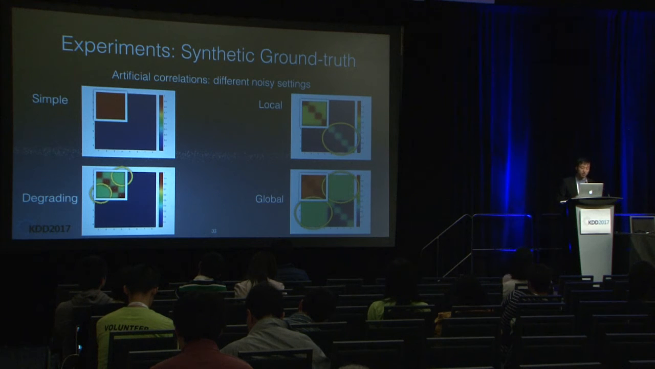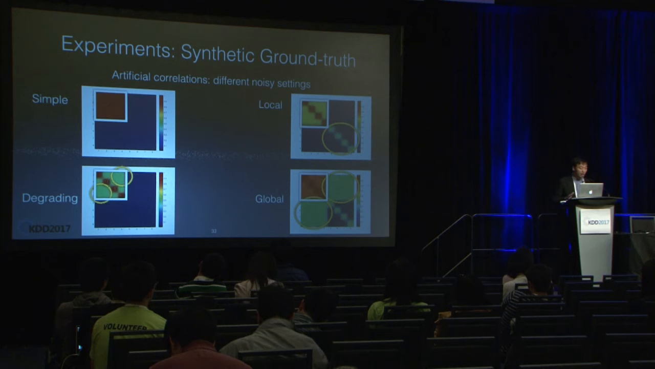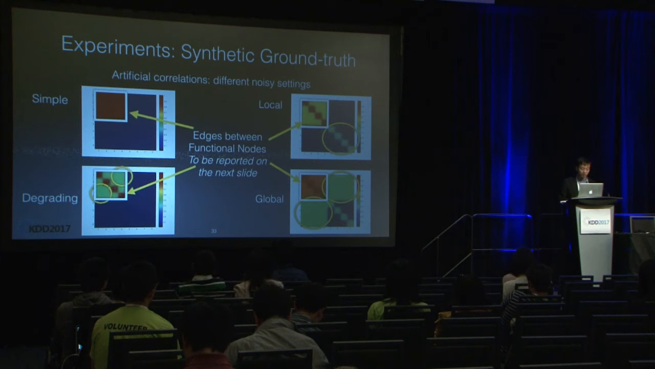We change the correlations in the yellow circles on this slide with different values to test our method with different degrees of degrading or different levels of noise. Our method only focuses on discovering functional nodes that are the clusters with strong intra-cluster correlations, as well as the edges between them. So on the next slide, I'm going to show 4 discovered nodes for each setting. Everything in the white box here are the edges between the 4 functional nodes, which will be presented and reported on the next slide.